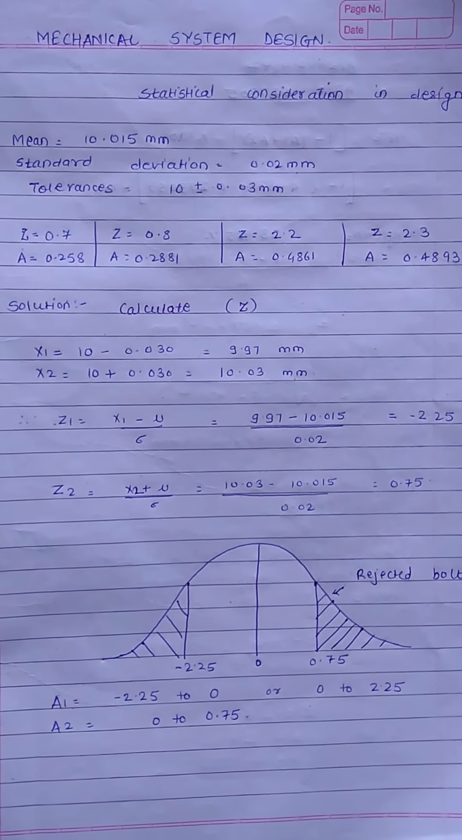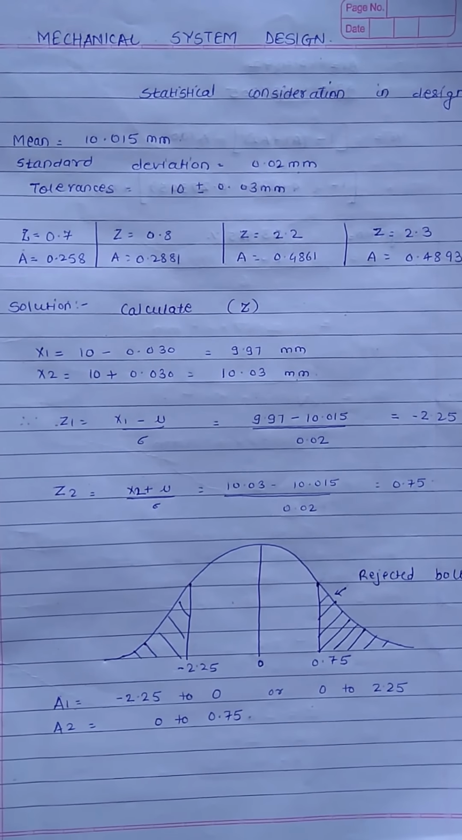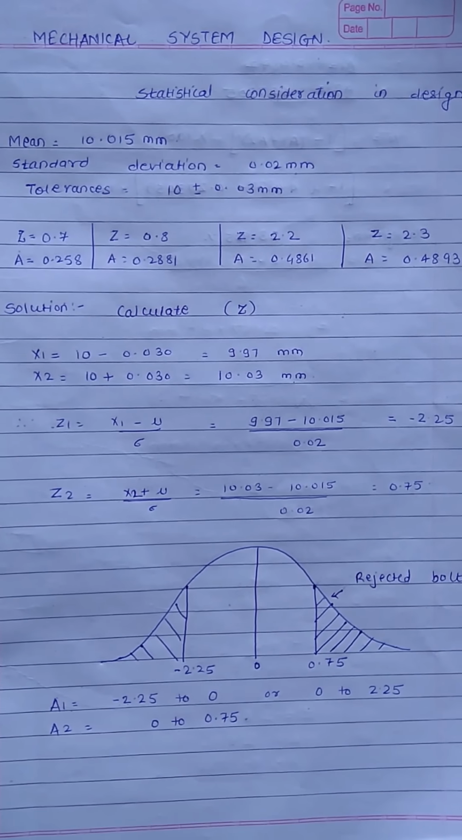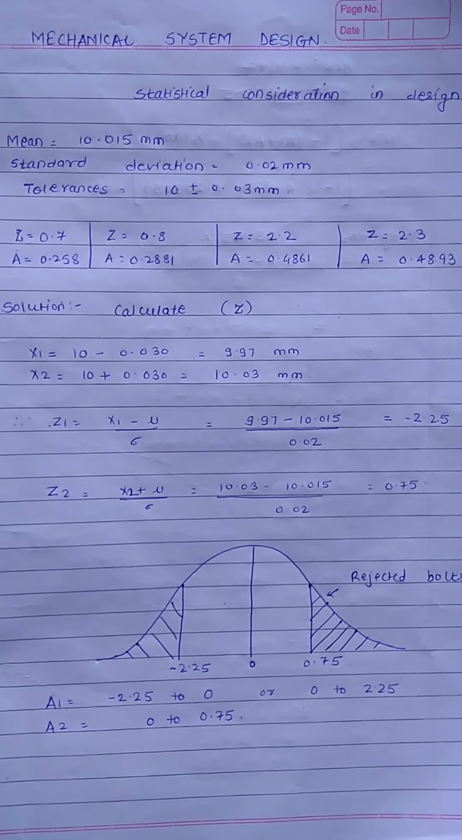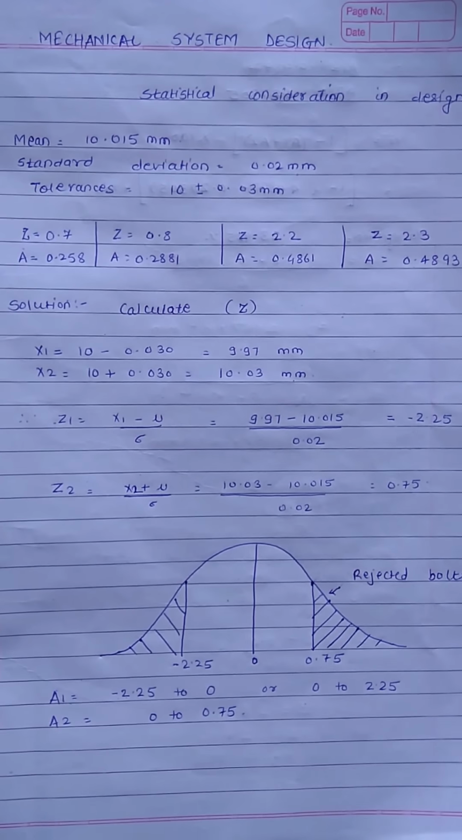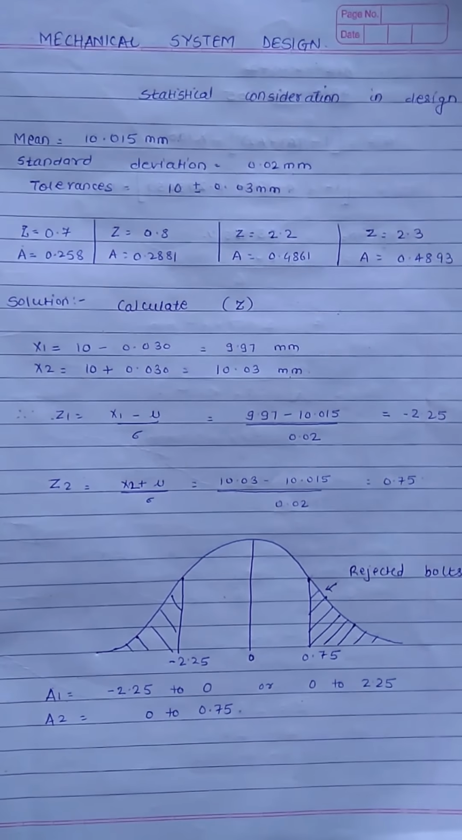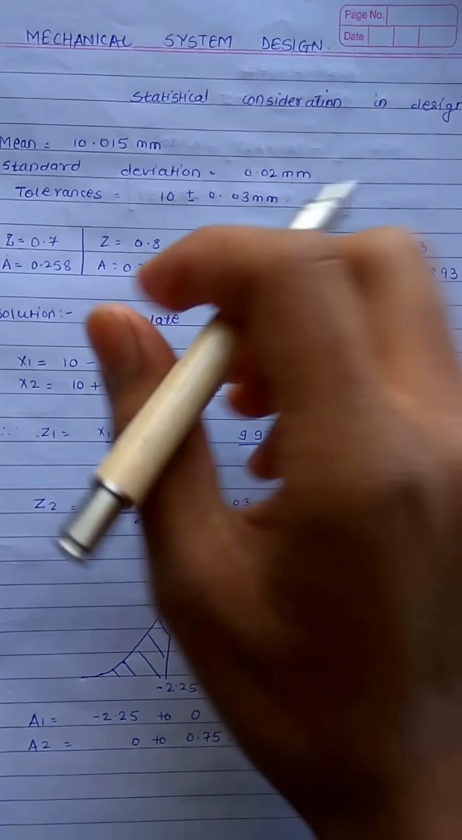BE last year semester. And the first topic we'll be studying today is statistical consideration in design. So in this chapter we have to find out the number of rejection and acceptance of certain components in an industry when manufactured in a lot or in mass production. So let's see how to solve.